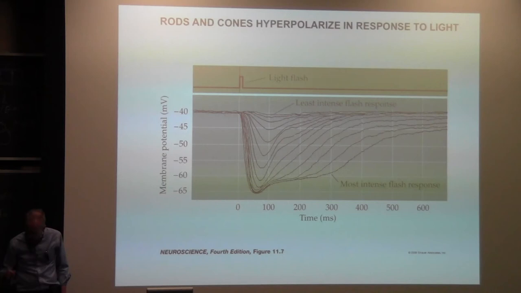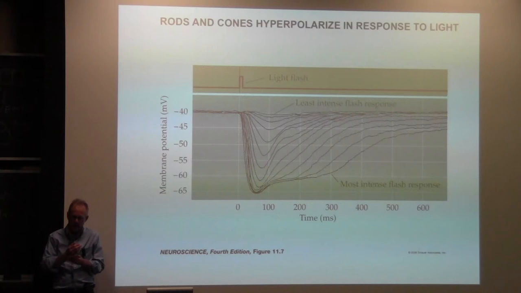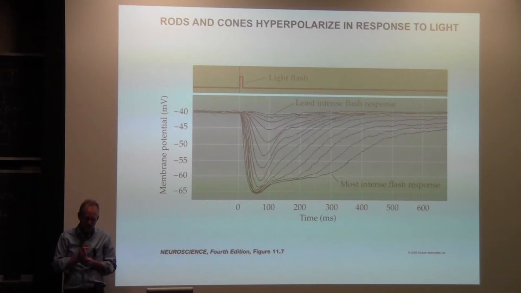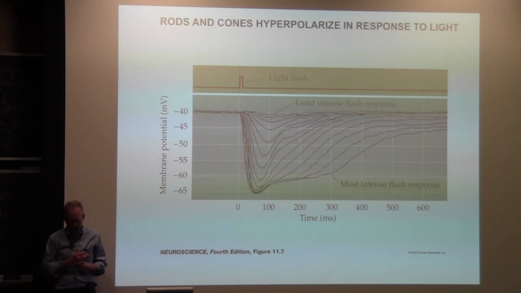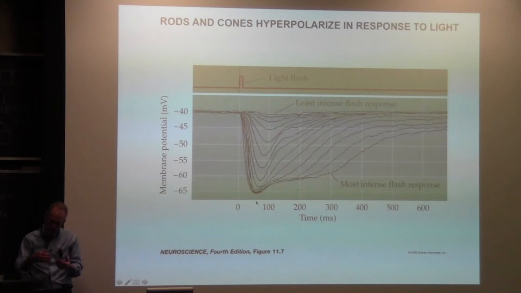So another odd thing about vision, we usually think of absorption of energy from the world as producing action potentials or electrical spikes or at least depolarization of neurons. But in the visual system, absorption of light actually results in hyperpolarization and a decrease in transmitter release rather than an increase in transmitter release by the rods and cones. And that's represented here. The resting state potential of a rod or a cone is around minus 40 millivolts, and then light flashes of different intensities will produce different levels of hyperpolarization. So the signal coming out of rods and cones is actually a decrease in transmitter release.